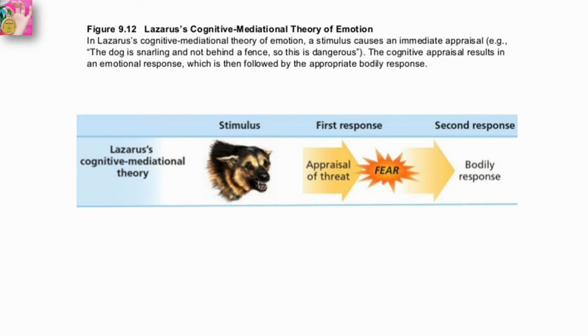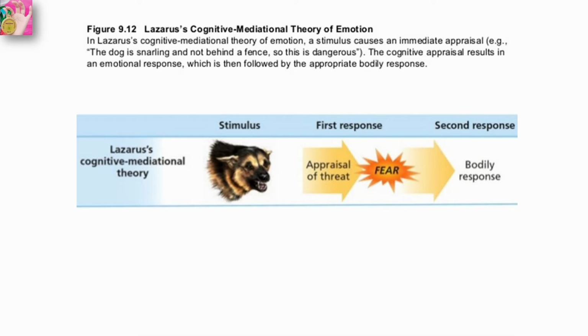If you look at the picture here, the same example, the snarling dog: according to Lazarus' cognitive mediational theory, the first response will be the appraisal of the threat, followed by fear, and after that the bodily response will occur, which will be our second response. So this is what Lazarus is saying. The first response will be the appraisal of the threat, which will cause fear, the formation of emotion, which is conscious fear, and after that the bodily response will occur. The bodily response is going to be the second response.